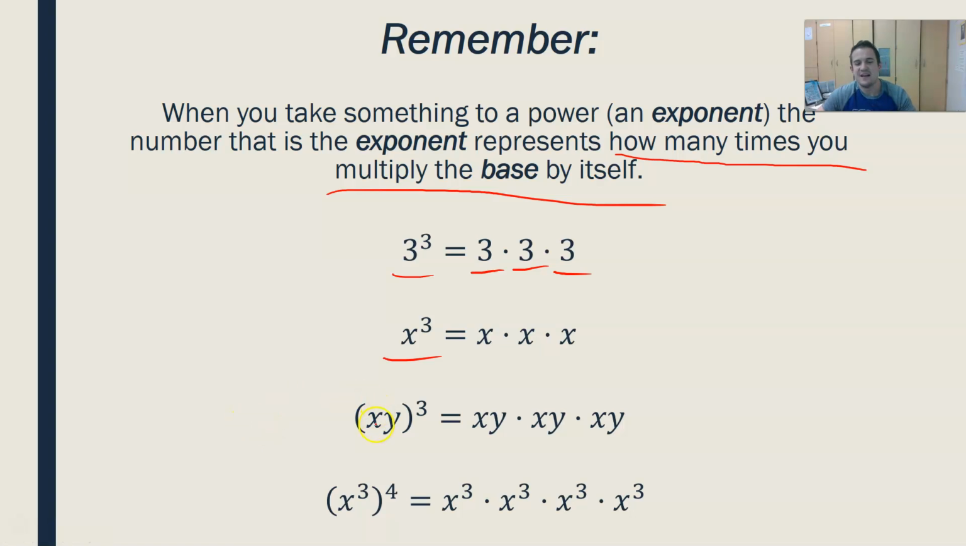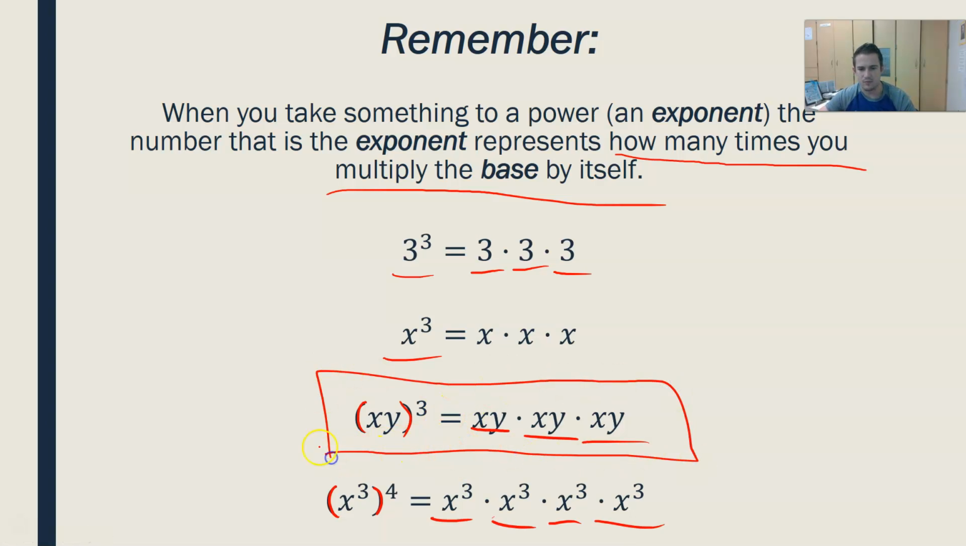Xy to the third power, since this is in parentheses, that whole thing gets multiplied by itself 3 times. So xy times xy times xy. X to the third to the fourth power, see that? What's in the parentheses to the fourth power just means x to the third times x to the third times x to the third times x to the third, 4 times. Okay?